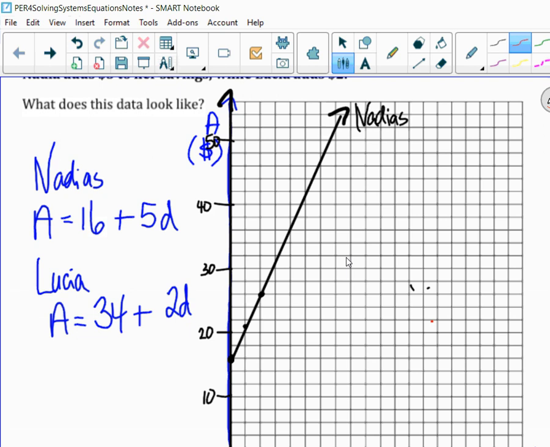Lucia's y-intercept is 34, so 2, 4. And her slope is 2. Remember, my y values are going up by 2, so really this is just up 1 over 1, up 1 over 1. Do you see? Oh, I think I saw where they intersect here. Do you see that?